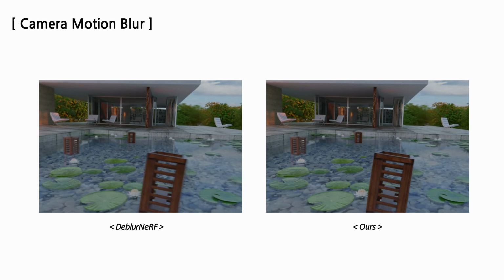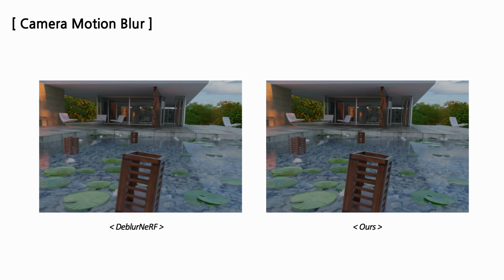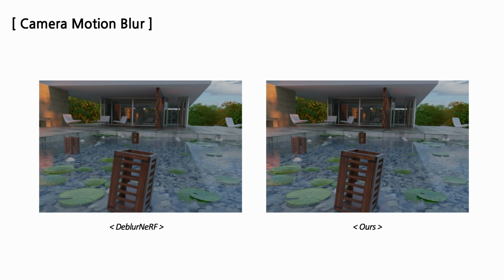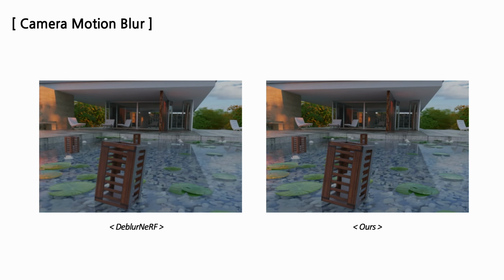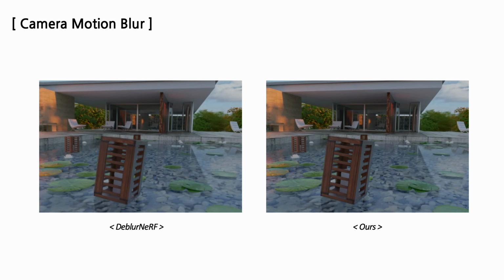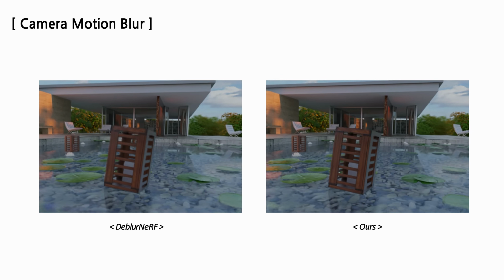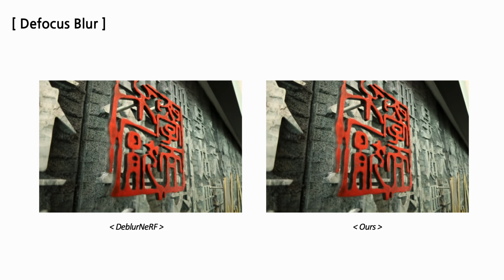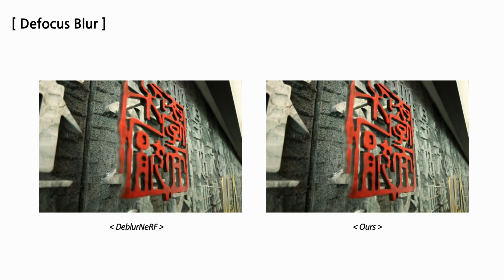Here are our final results compared to previous work on camera motion blur. Our target blur types are camera motion and focus blur, which we can often observe when we take pictures. Our work shows more accurate geometric consistency in the rendered video. We also show another result on defocus blur.